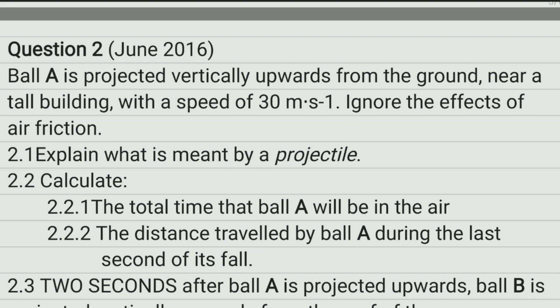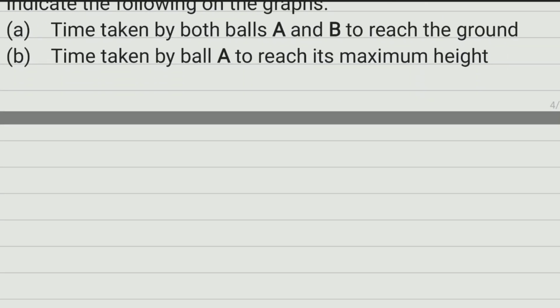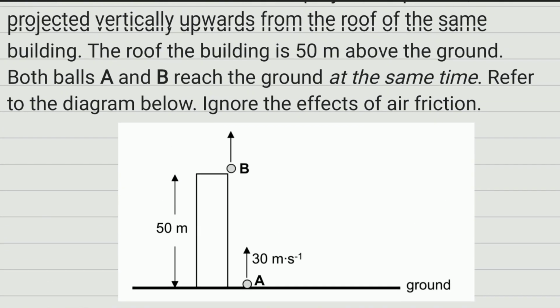2.1: Explain what is meant by projectile. The first question they asked you about free fall, now they're asking you about projectile. So let's write the definition. A projectile is an object, important, we are talking about an object, that previously we said was a motion that moves under the influence of gravitational force only. Remember, only is very important, and it's the gravitational force. So it's practically the same definition, but this one is an object.